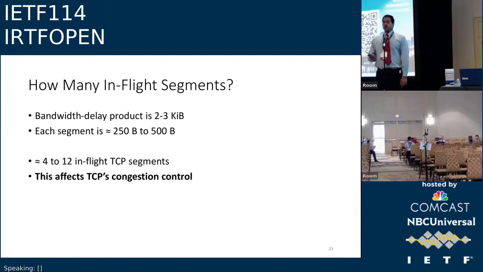Now, this is different from other higher bandwidth networks. You might imagine if you're transmitting over a higher bandwidth network or over a longer distance, you may have hundreds or thousands or tens of thousands of packets in flight. And in comparison, 4 to 12 is very small, and that profoundly affects how TCP's congestion control operates.